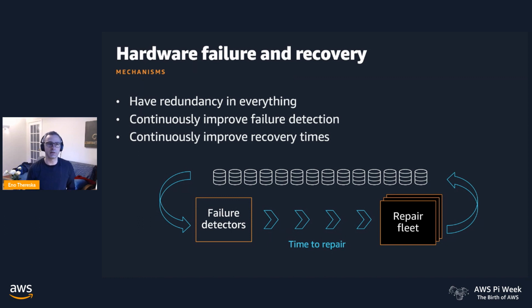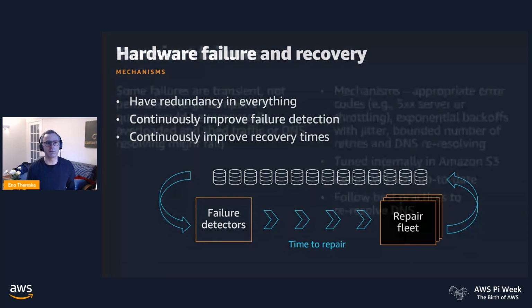Now, the third part is super important. We also want to continuously improve the recovery times, right? In this case, with disks, if anything fails, we want to re-replicate the data as fast as we can. Now, for example, in this picture, I'm showing a repair fleet that is elastic in the sense that its size and therefore the speed of repair is automatically tuned to the amount of data that needs to be re-replicated.